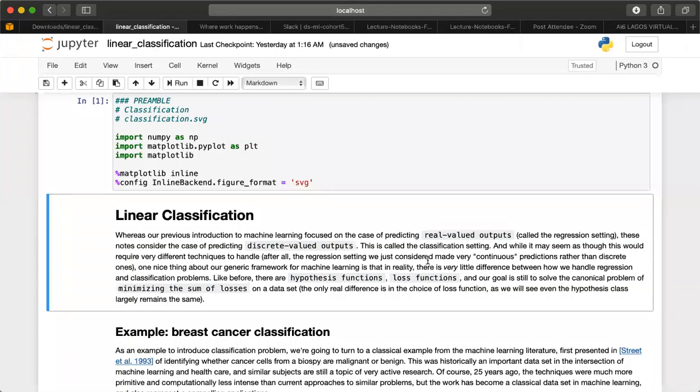linear classification problem. Just like in regression problems, here we also have something that's called the hypothesis function and the loss function. And the problem we are still trying to solve is similar to that of a regression problem, where we are trying to minimize the sum of the losses, right?